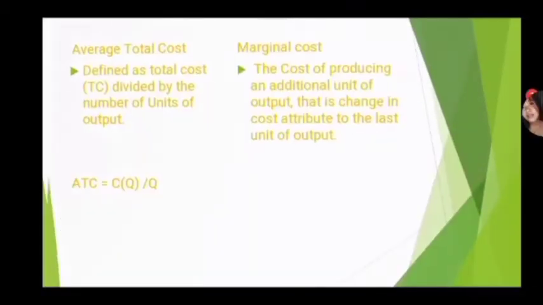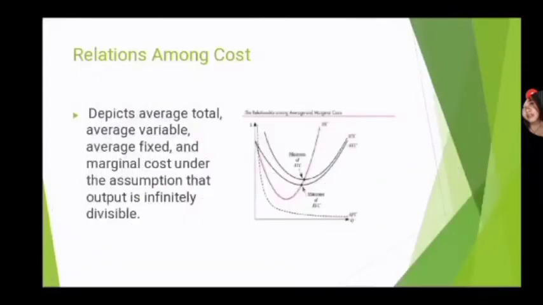Next is the relation among costs. It depicts the average total, average variable, average fixed, and marginal cost under the assumption that output is infinitely divisible.